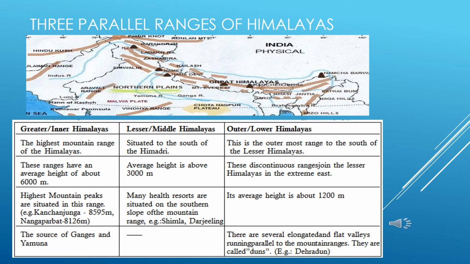The northernmost range is known as the Great or the Inner Himalayas, or we call it Himadri. It is the most continuous range, consisting of the loftiest peaks with an average height of 6,000 meters. It contains all the prominent Himalayan peaks, as you can see, Mount Everest. And when we talk about Kanchenjunga, Nanda Devi and Nanga Parbat, they are located in India.